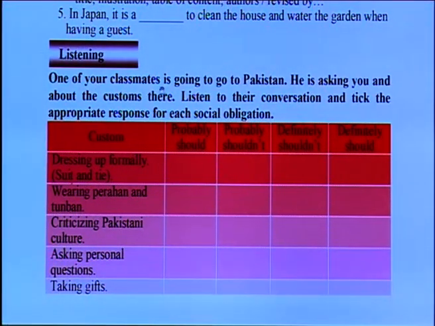One of your classmates is going to go to Pakistan.